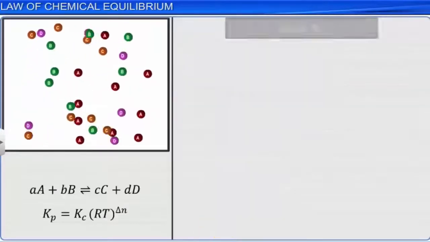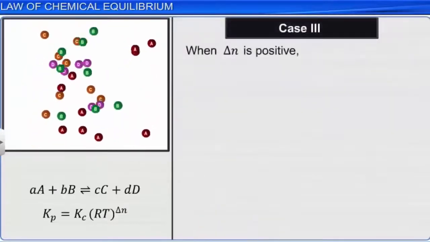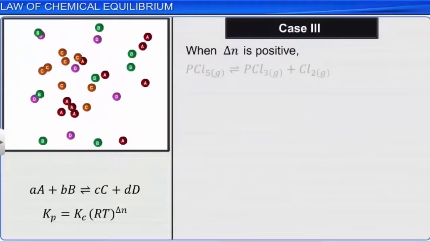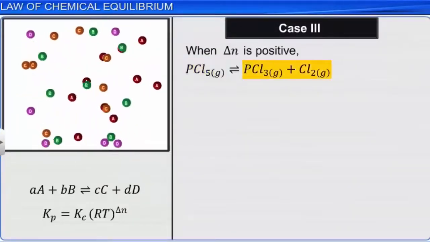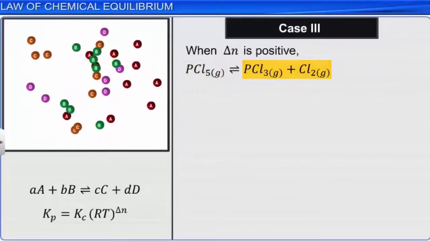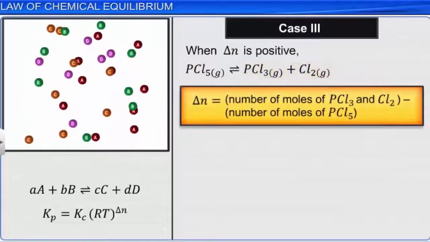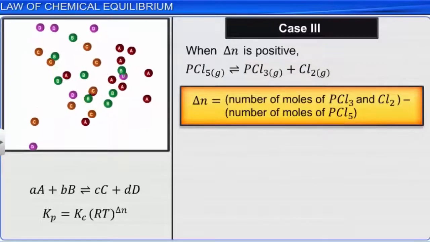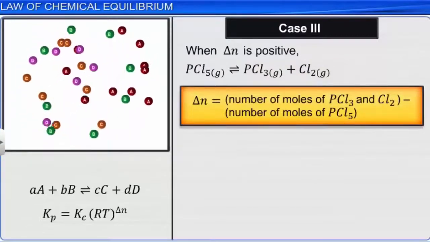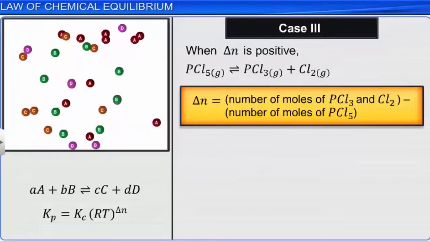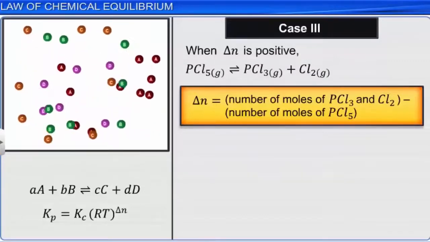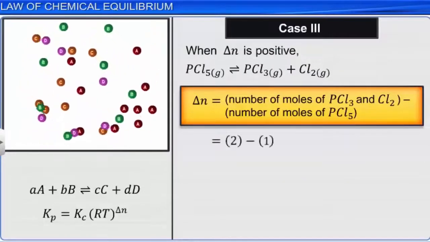Case 3. When delta n is positive. Consider the dissociation of phosphorus pentachloride into phosphorus trichloride and chlorine. For this reaction, the difference in the number of moles, delta n, is equal to the number of moles of phosphorus trichloride and chlorine minus the number of moles of phosphorus pentachloride, which is equal to 2 minus 1, which is equal to 1.